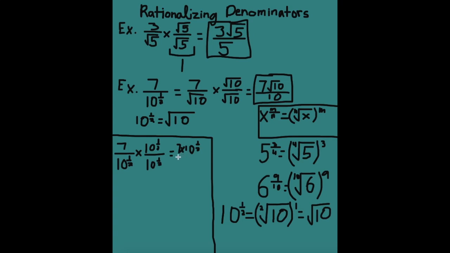In the denominator, remember the exponent rules. 10 to the 1/2 power times 10 to the 1/2 power equals 10 to the 1st power. You add the exponents together. 10 to the 1st power is simply 10. We get our answer to be 7 times 10 to the 1/2 power over 10, which is essentially the same answer we got the first time we did it.